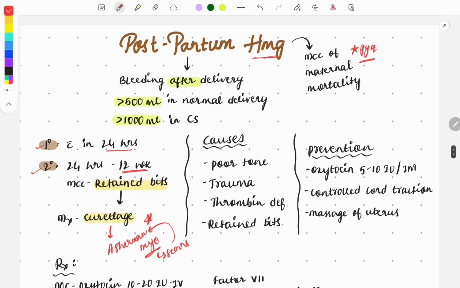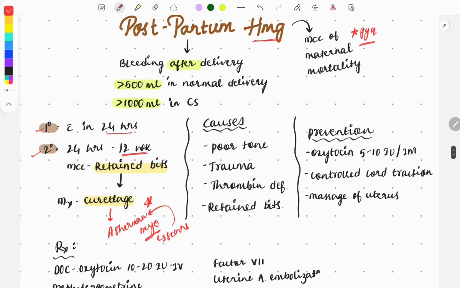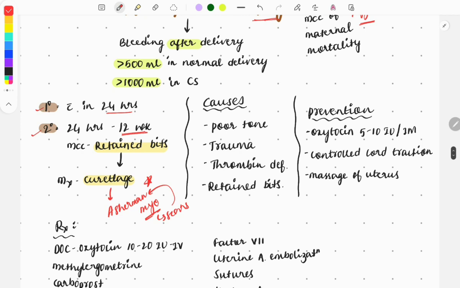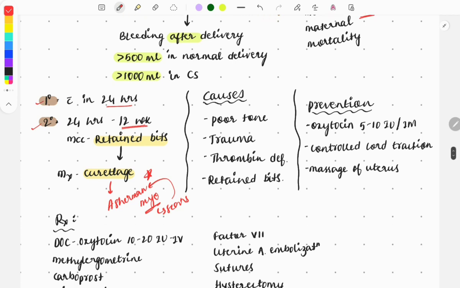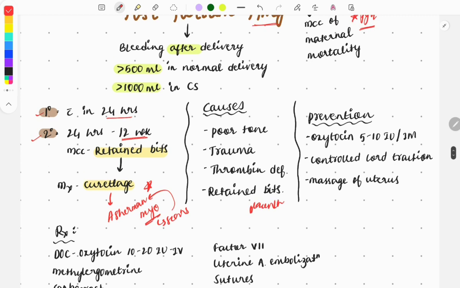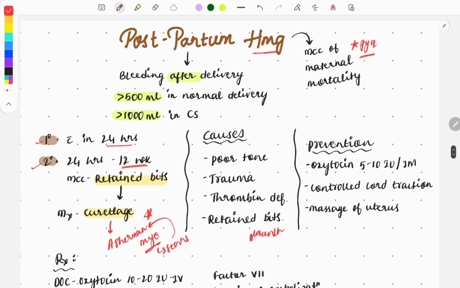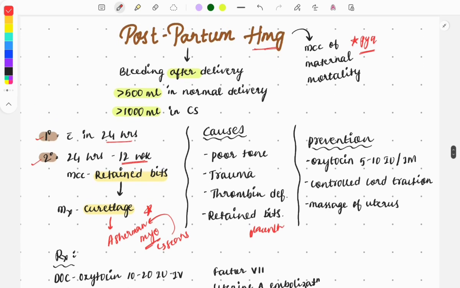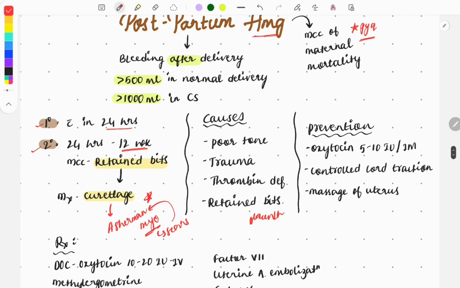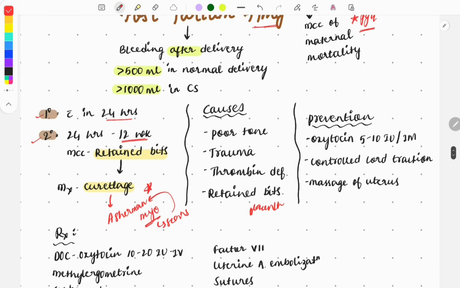Then moving on, we will discuss the causes of postpartum hemorrhage: poor tone of the uterus, any trauma to the uterus, thrombin deficiency, and retained bits of placenta, as we have discussed. There are also a few things we can do for prevention of postpartum hemorrhage, and they are oxytocin, given in 5 to 10 international units IM, then controlled cord traction and massage of the uterus.